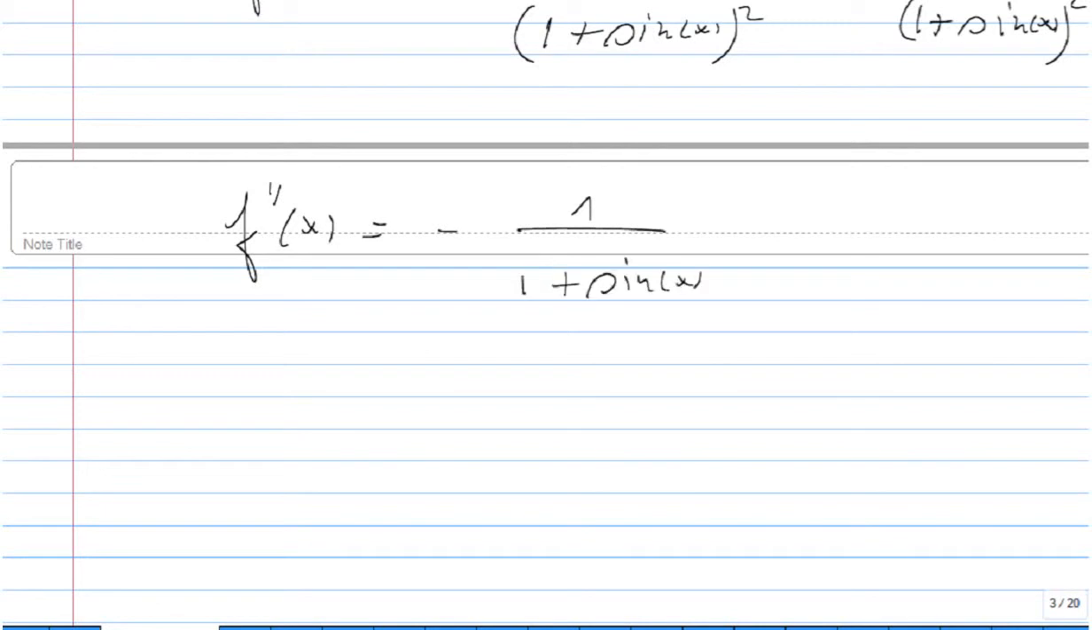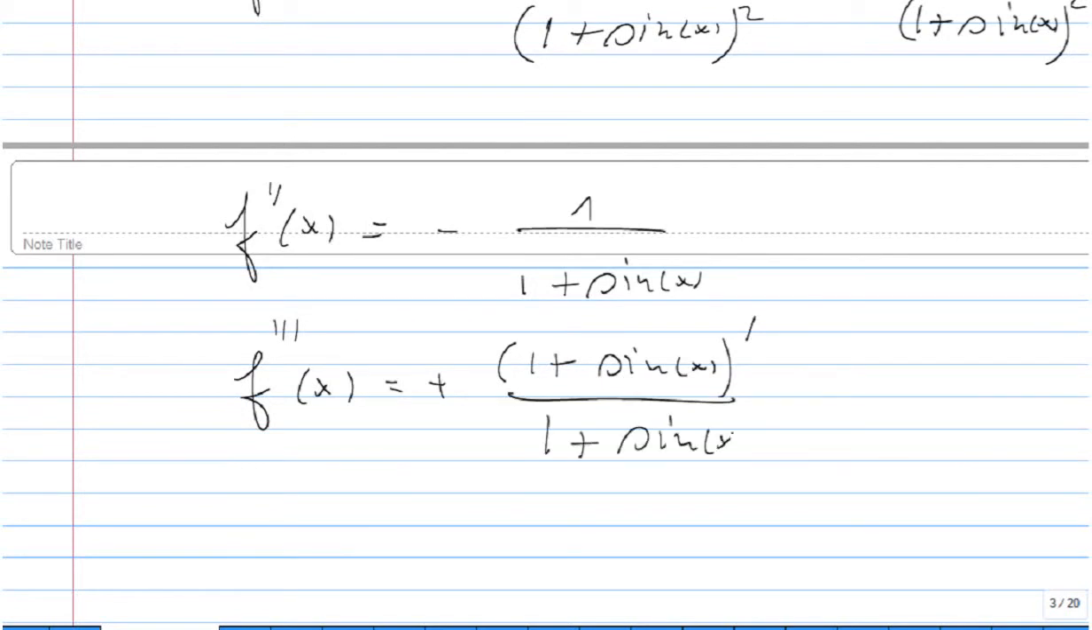So now we can look for the third derivative, and that's 1 over u, so it's minus u prime over u squared, so it becomes plus the derivative of 1 plus sine of x, over 1 plus sine of x squared. So this is cosine of x over 1 plus sine of x squared. So we found all the necessary derivatives.